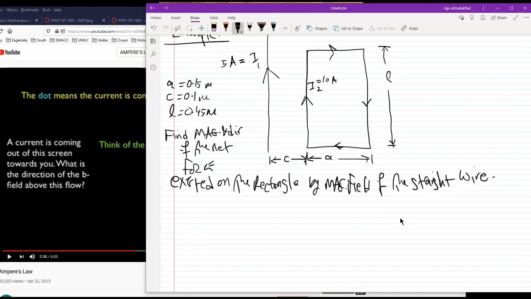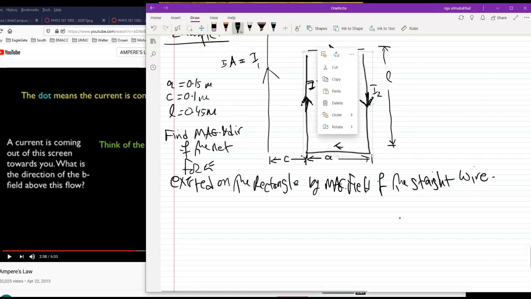So what I want to know is the net force on this whole thing. Now, you agree with me, let's talk about I1. Remember, this I1 is going this way. Then you have I2, going this way. And then I2 is also going down here. This is I2 as well, right? So let me look at the force between this side of the wire right here.